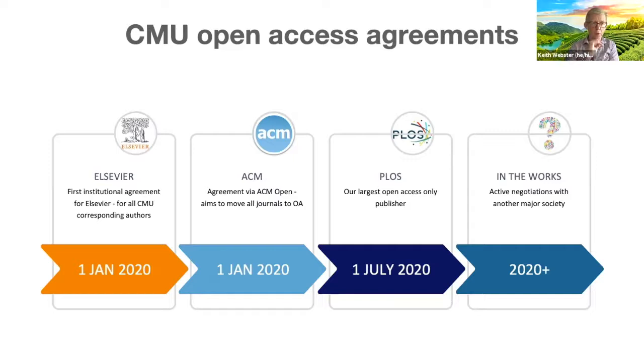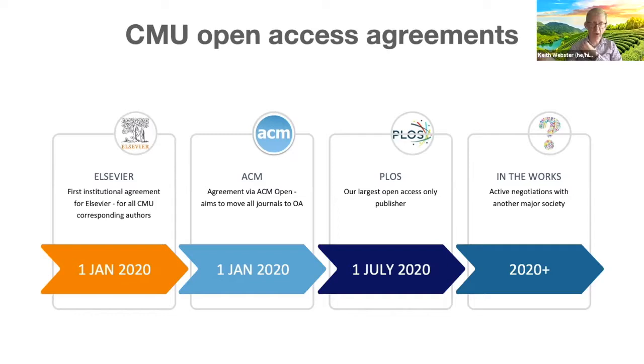Towards the end of 2019, we announced our first agreement with Elsevier, the world's biggest commercial publisher, such that articles submitted for publication after the 1st of January 2020 would be published open access when they were accepted for publication. Effective the same date, our largest society publisher, the Association for Computing Machinery, announced an agreement with Carnegie Mellon, with MIT, and with the University of California and Iowa State University. Those four groupings had negotiated together for about 18 months to arrive at the first phase of an agreement through which the ACM intends to make all of its academic journals open access.